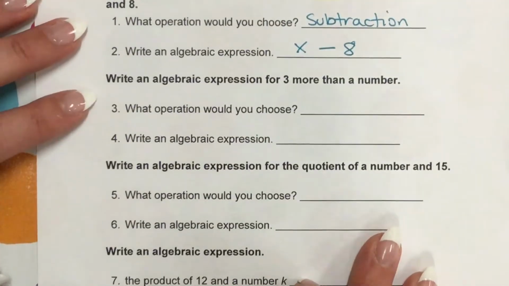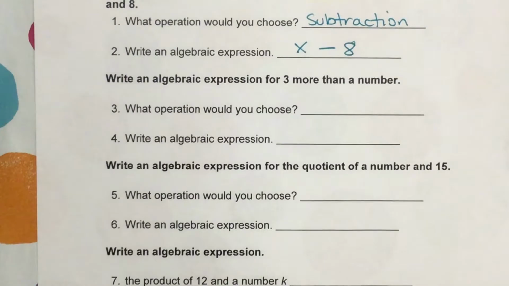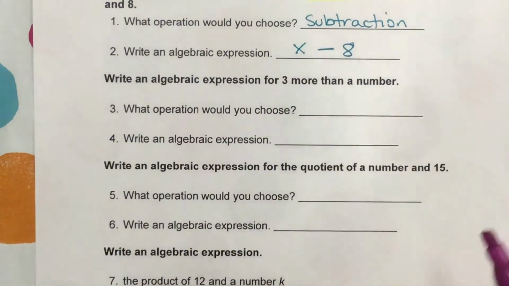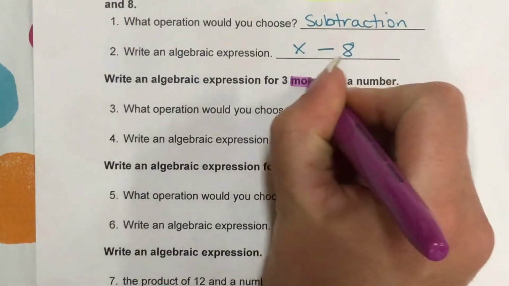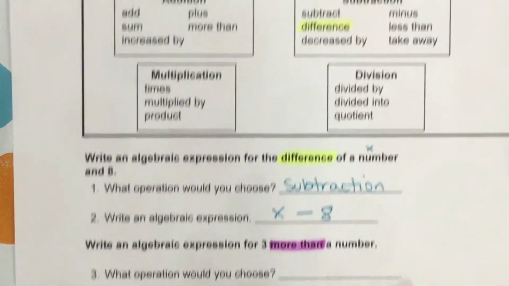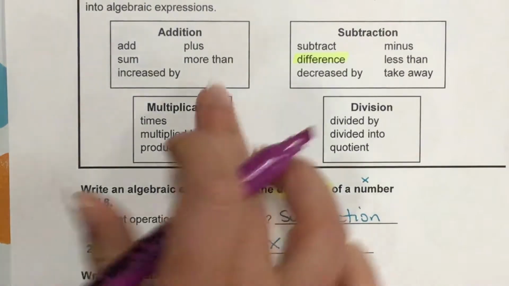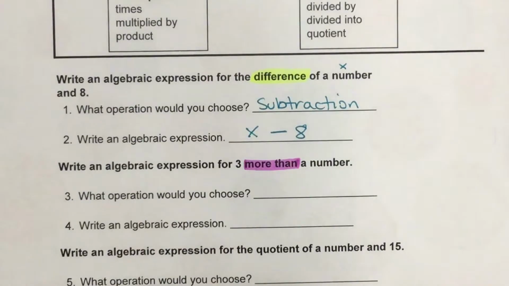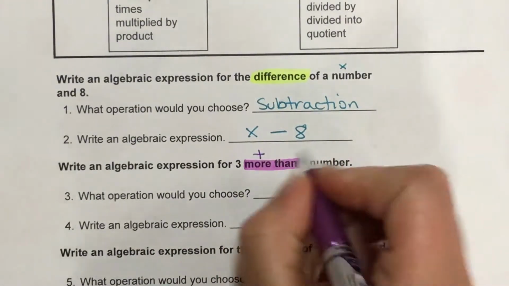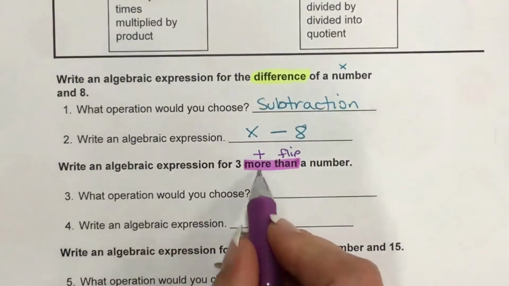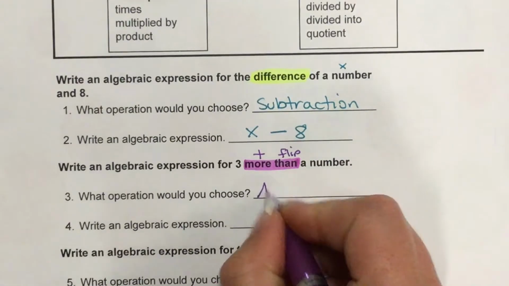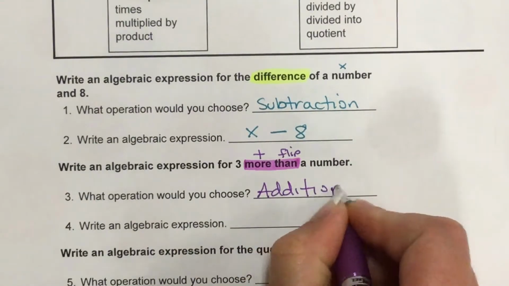It says, write an algebraic expression for 3 more than a number. So what are the key words there? We have 3 more than a number. I think the key words would be more than. Now, what is more than? If you look, more than is right here. And more means plus, and than means flip. So we know that we're dealing with addition because more is talking about the plus. So what operation would you choose? We would choose addition.